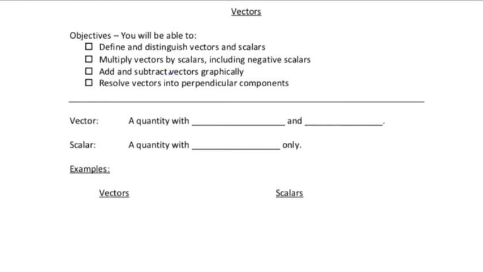This lesson is about vectors, and here are your objectives. So a vector is a quantity that has size or magnitude and direction, whereas a scalar is something that has magnitude only but no direction. Let's look at some examples to help clarify that.